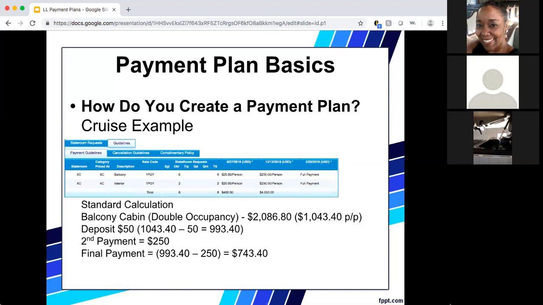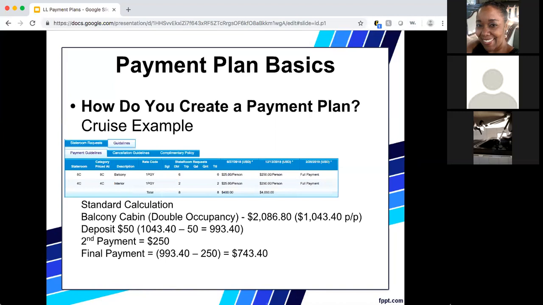So that meant that there was going to be $993.40 in payments that were going to need to be made. Now, following that standard calculation, Carnival was going to require a $250 deposit for the second payment, and then the total balance remaining paid by that final date.